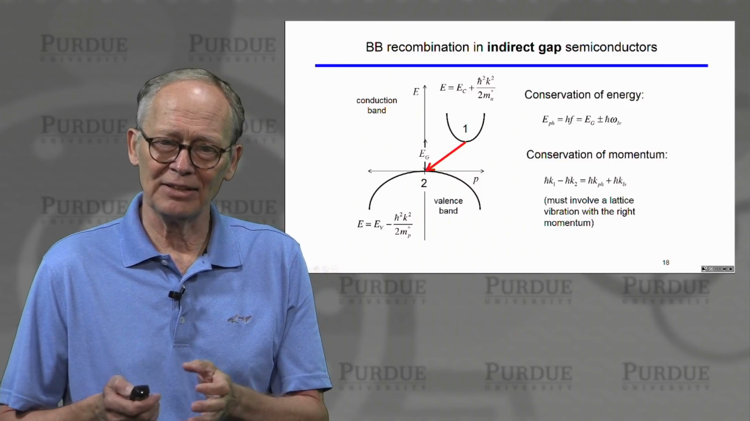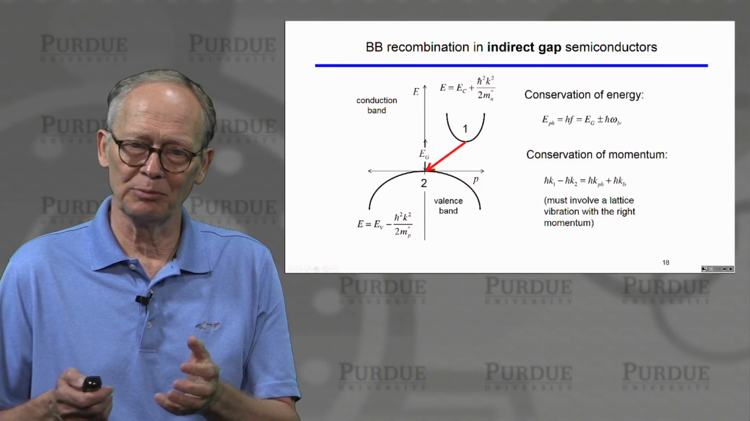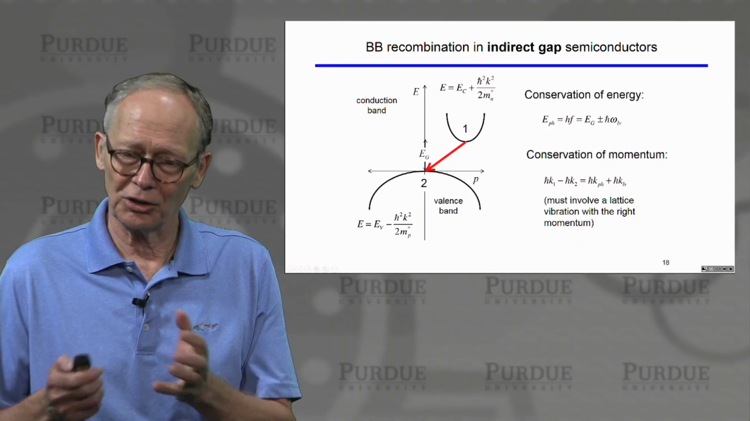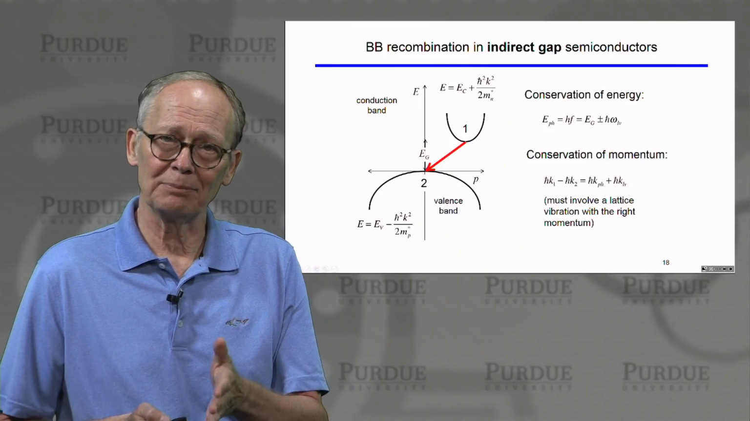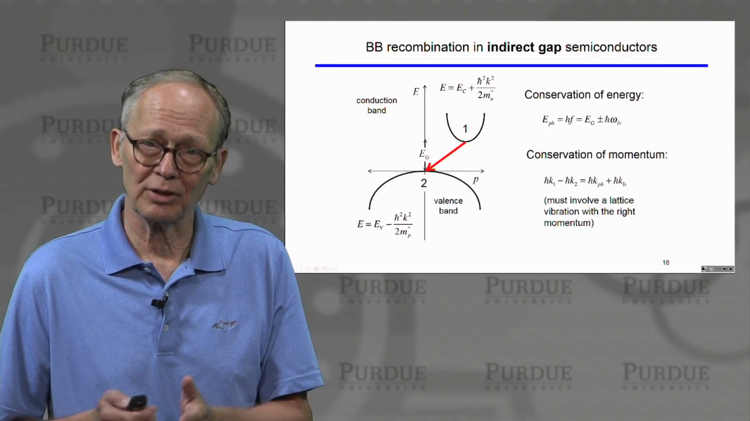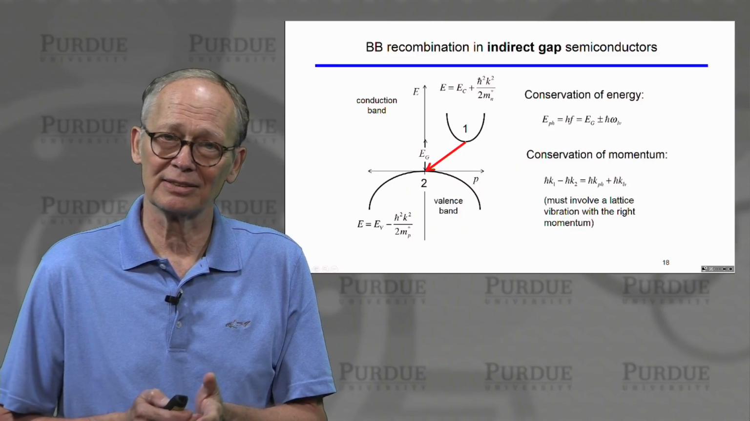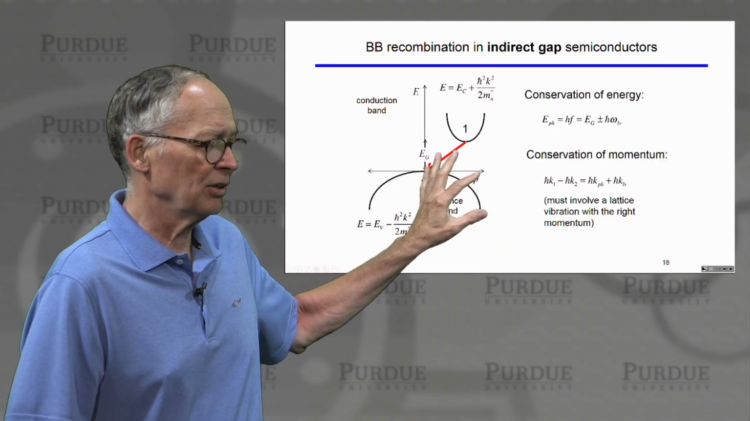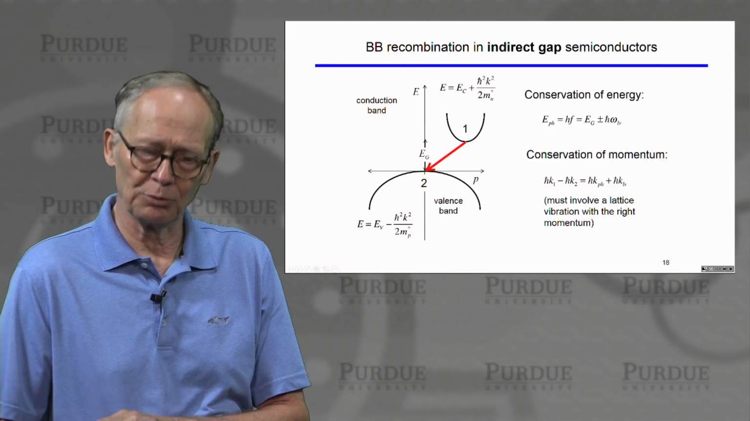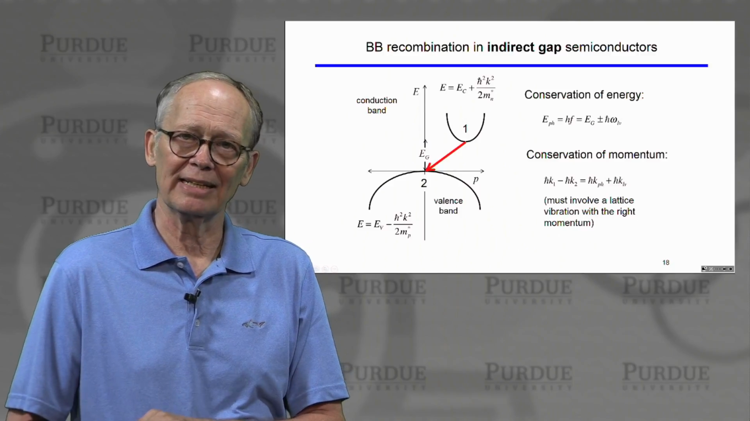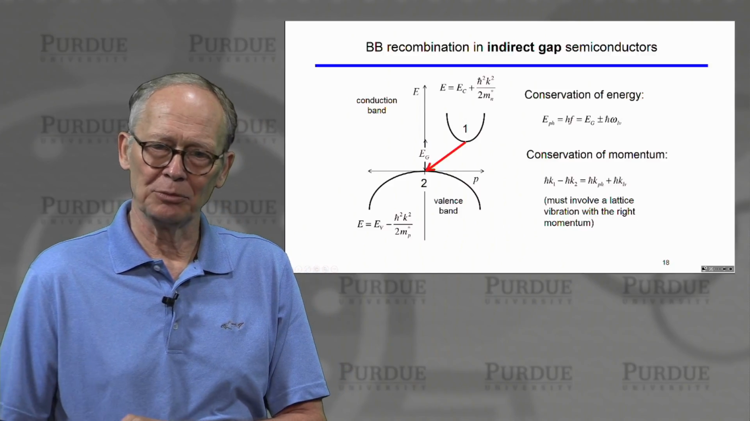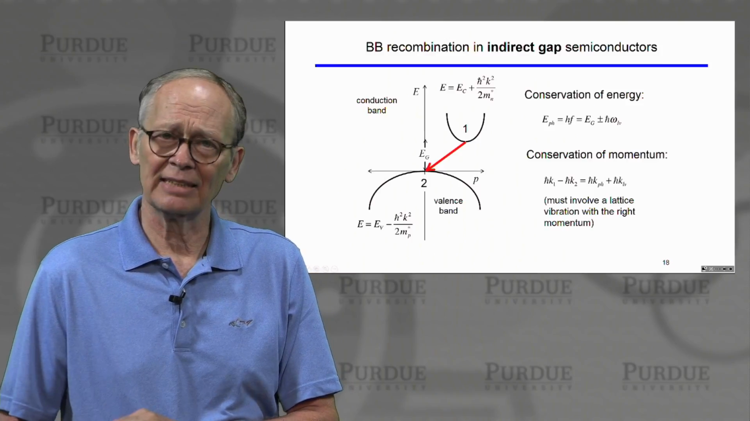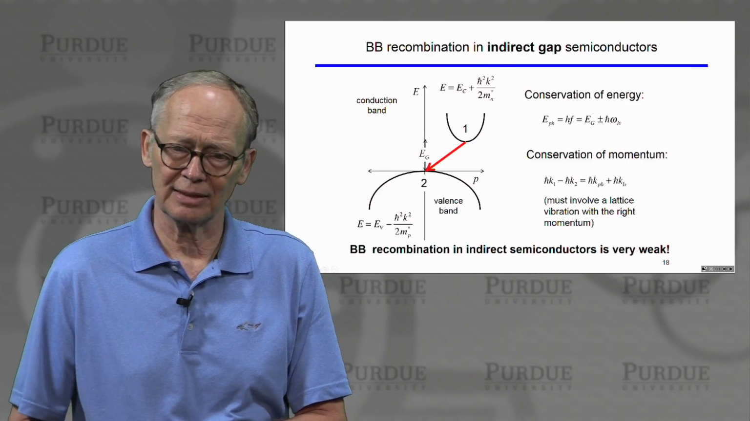Now, finding the right lattice vibration with the right momentum to facilitate this process is going to be harder to do. In a direct gap transition, we don't need to look for lattice vibrations to help us satisfy momentum conservation. So the bottom line is that this is going to be a much weaker process. We can generally ignore band-to-band recombination in indirect gap semiconductors, and it's the defect-assisted processes that become important.